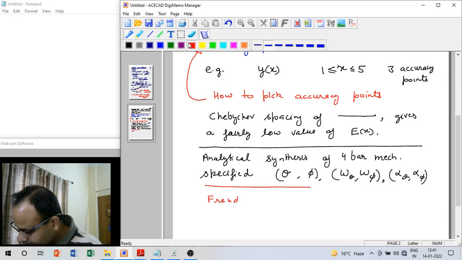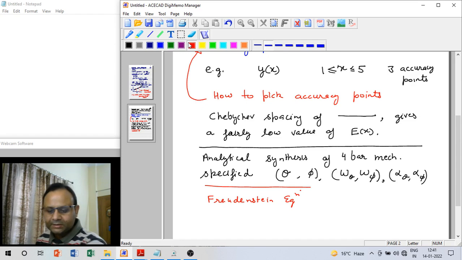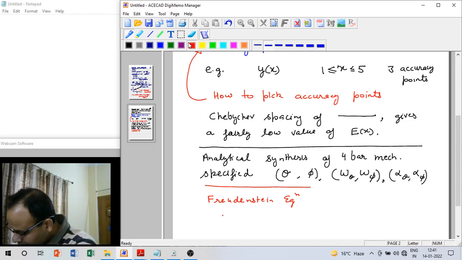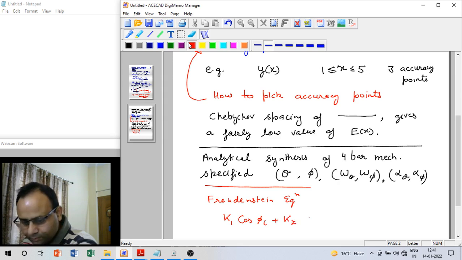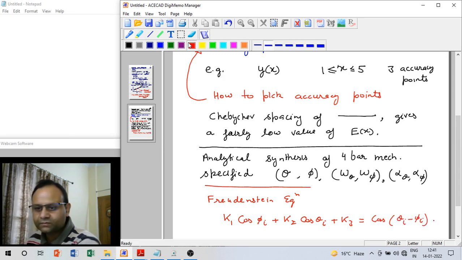If you remember, the Freudenstein equation is of this form: k1 cos phi I plus k2 cos theta I plus k3 equals cos of theta I minus phi I. Okay, this is the Freudenstein equation.